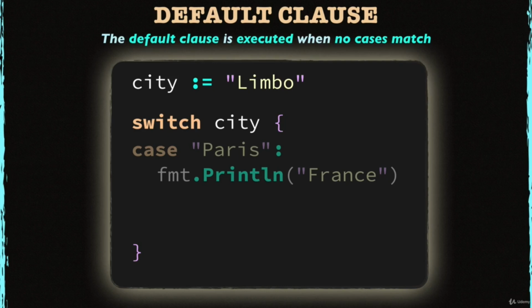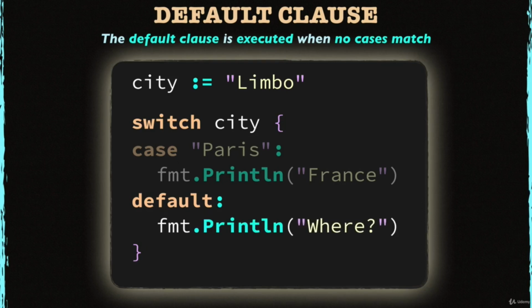Anyways, now I'm going to add a default clause here, like this. So when no cases match the given city, then this default clause will be executed instead. Okay, let's print a message when the program can't find the given city like this. Okay, that's it. Now let's take a look at this in the coding editor, alright?